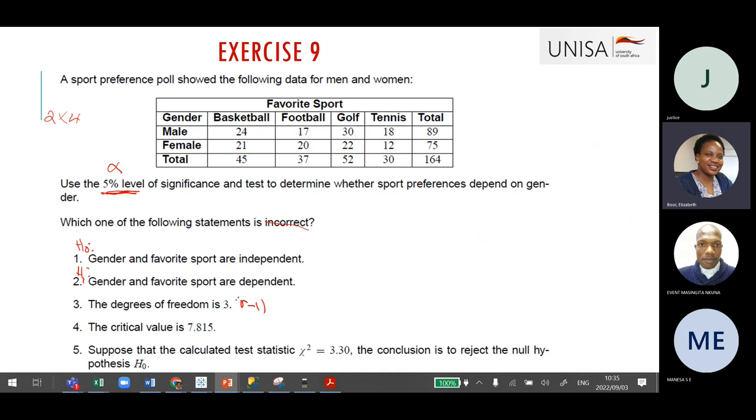Remember, it's R minus one times your C minus one if you calculate it manually, or not even manually, but you need to be able to calculate that. And your critical value, it's alpha and the degrees of freedom. You've calculated your degrees of freedom and your alpha is 0.05. So always know that it's 0.05 because you divide the percentage by 100. And you're going to also calculate the test statistic and you will get that. And you make your decision and state which one is incorrect or correct based on those statements.